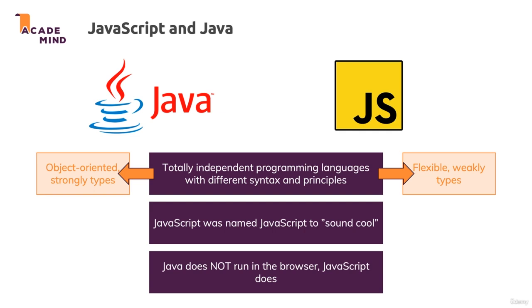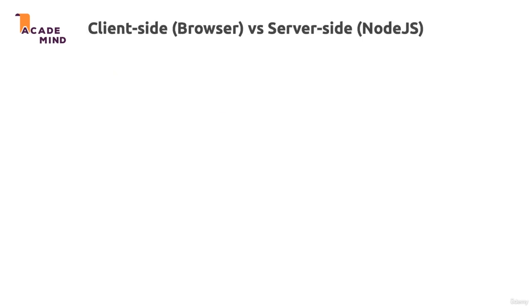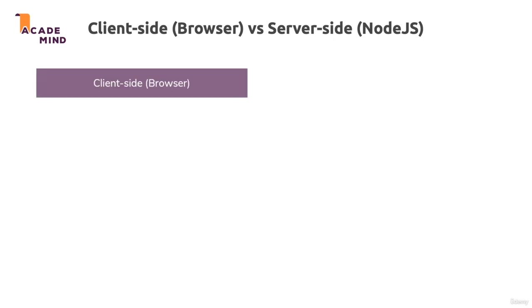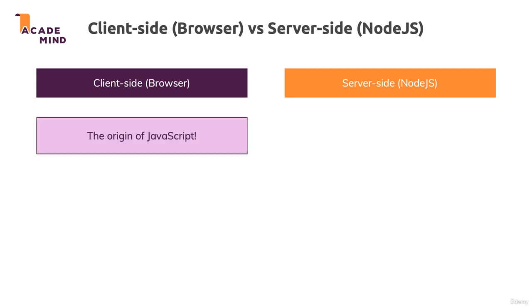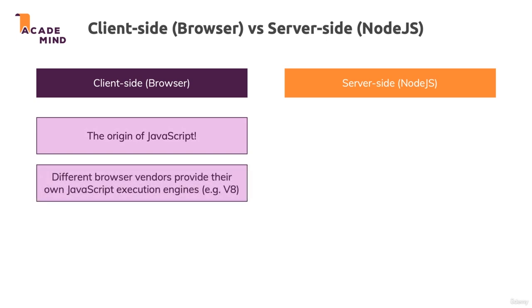JavaScript does. And speaking about that differentiation between client-side and server-side JavaScript, client-side means in the browser, server-side, with the help of Node.js, means on a machine that is connected to the internet, which might be serving web pages, but which doesn't run code directly on the machines of the end users. And the client-side part is really the origin of JavaScript. And as you learn, different browser vendors, so different companies developing browsers, provide their own JavaScript execution engines. For example, the V8 engine, that's the name of the JavaScript engine Chrome uses.